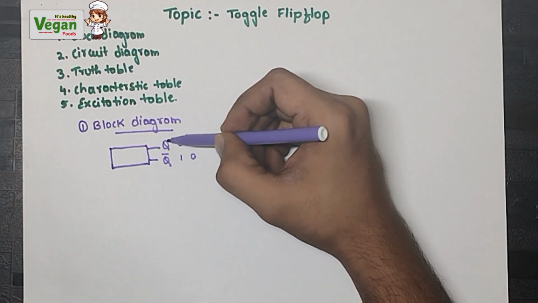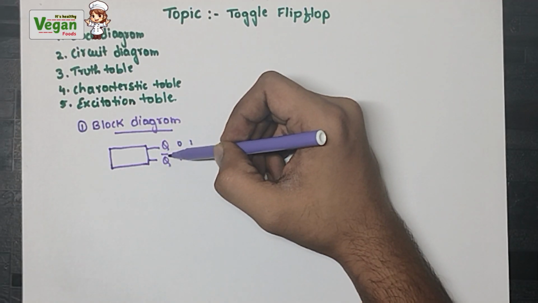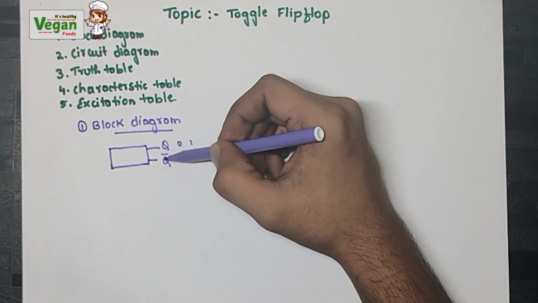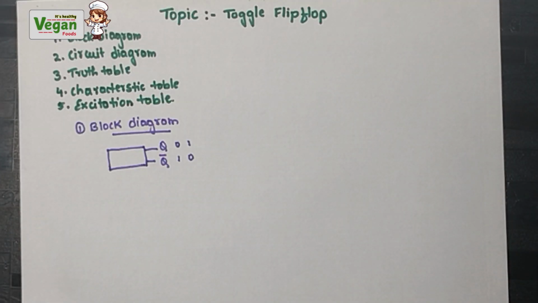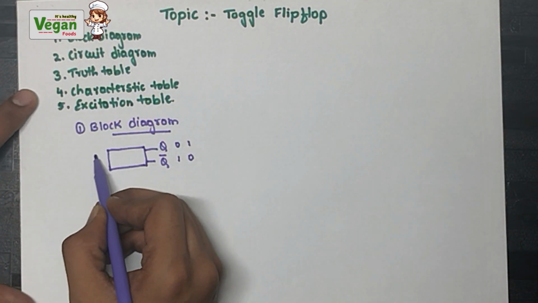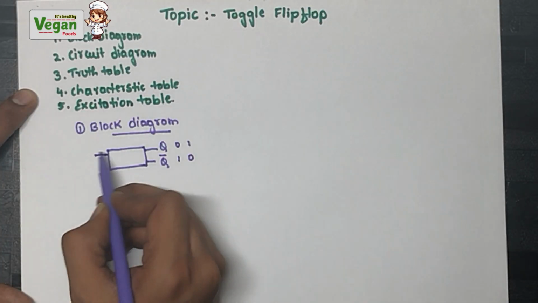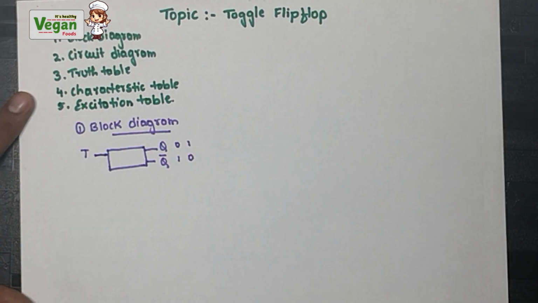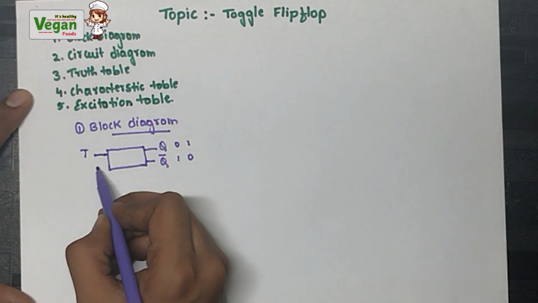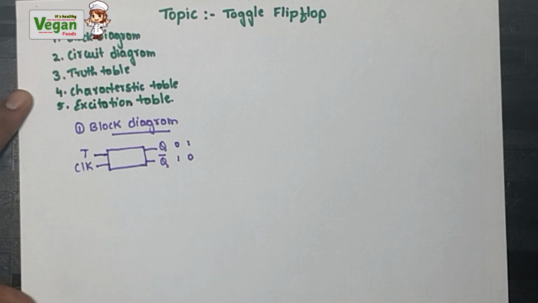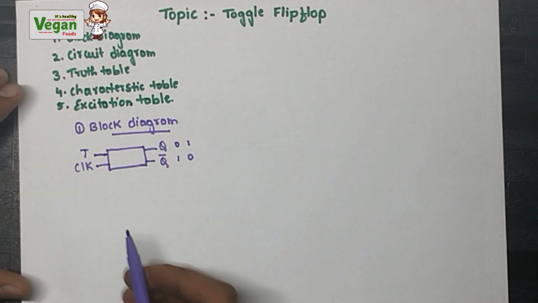That is opposite. So both these outputs cannot be the same. They must be the complement of each other. Now let's discuss the inputs that we must give in the toggle flip-flop. One input will be T. As we all know, the toggle flip-flop has T as an input. The second will be clock. We will represent clock using CLK. The clock input will be the same for all types of flip-flop. In JK flip-flop, in D flip-flop, in all flip-flops, one common input will be clock. Now we finished the toggle flip-flop block diagram.